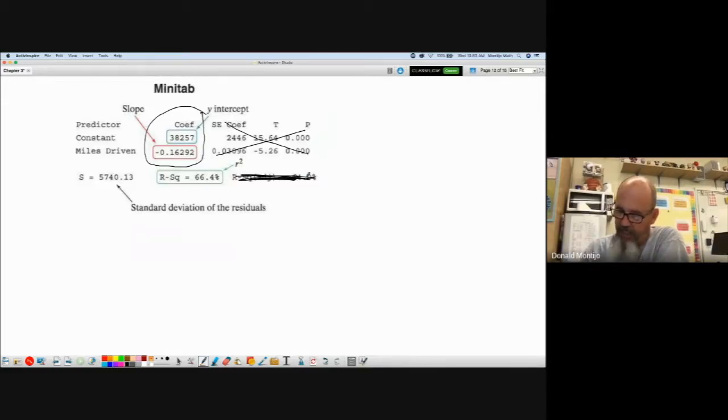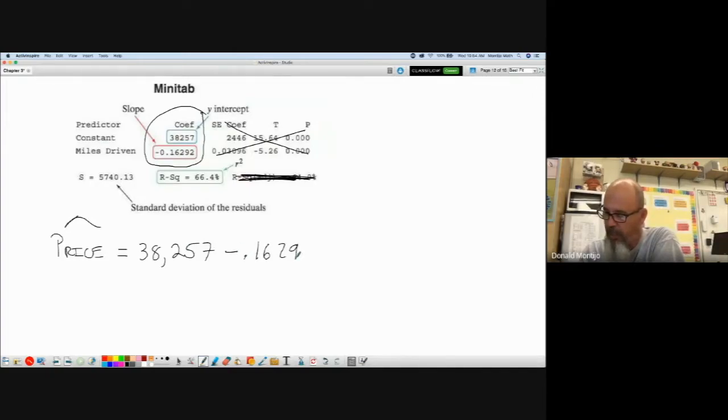It's telling us that the price of the truck, the predicted price, I put a hat over it to make sure that we know it's predicted, is equal to 38,257 minus 0.16292 times the miles driven. That's what this printout's doing for us. It's giving us this regression equation.